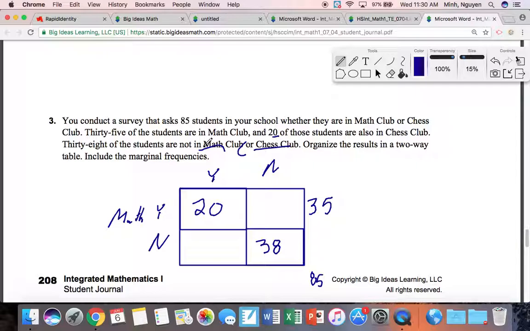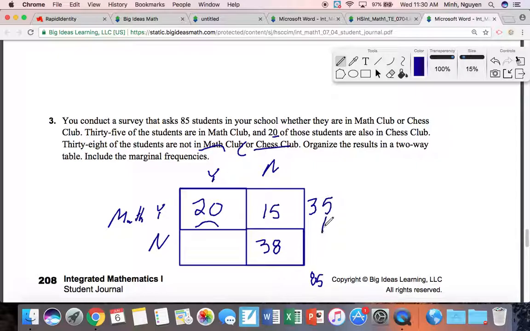So now let's look. Now remember, all this is just addition and subtraction. So if I know that the number of students in math club is 35, so 20 of them must be in chess club because it says so. But if there are 35 in total, what do I have to add to 20 to make 35? Oh, 15. 20 plus 15 is 35. Or you could have said 35 minus 20 is 15. Whatever way you want to do it.